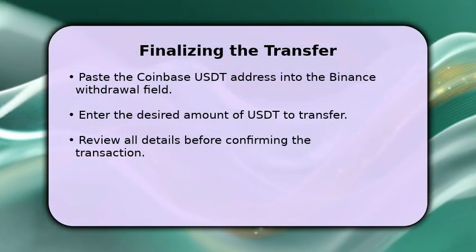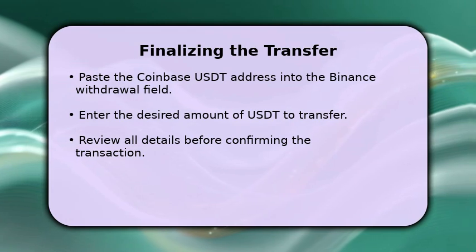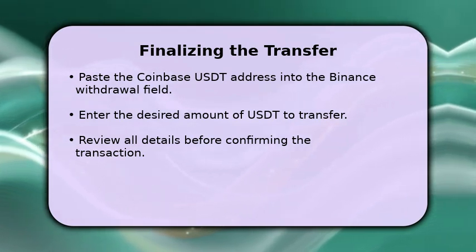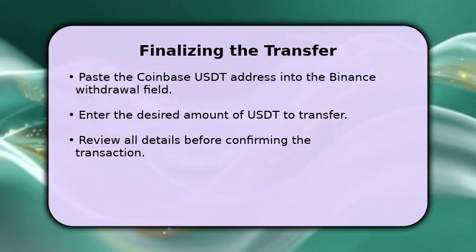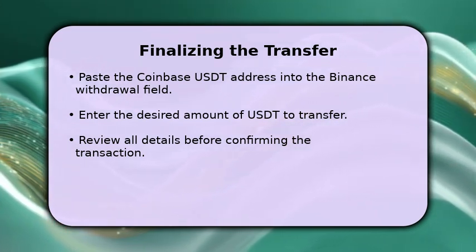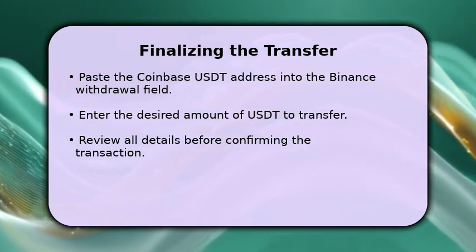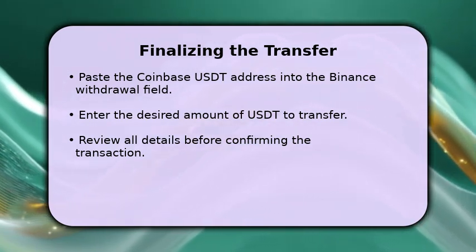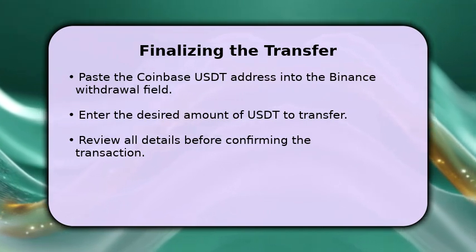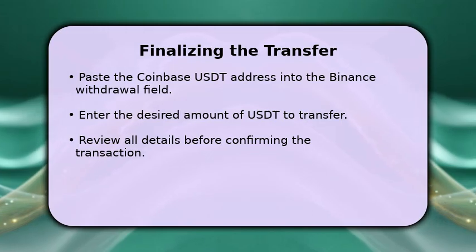Finally, return to Binance and paste the copied Coinbase USD address into the withdrawal address field. Enter the exact amount of USD you wish to transfer. Before confirming, meticulously review all the transaction details, including the address, network, and amount. Binance will then prompt you for security verification. Transfers typically complete within a few minutes to an hour, depending on network congestion.